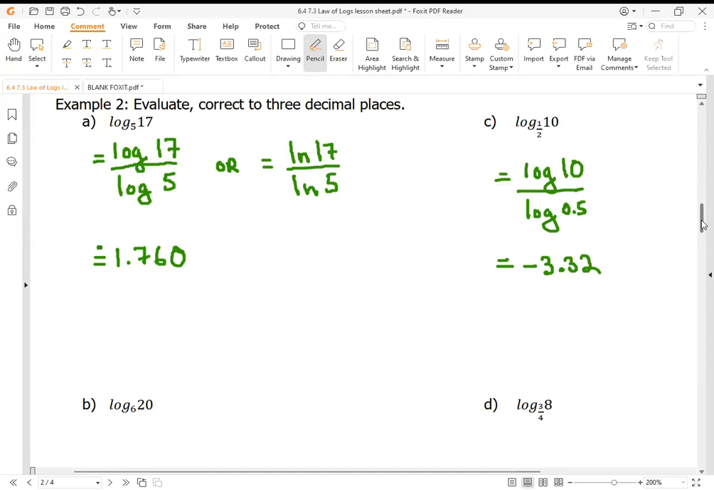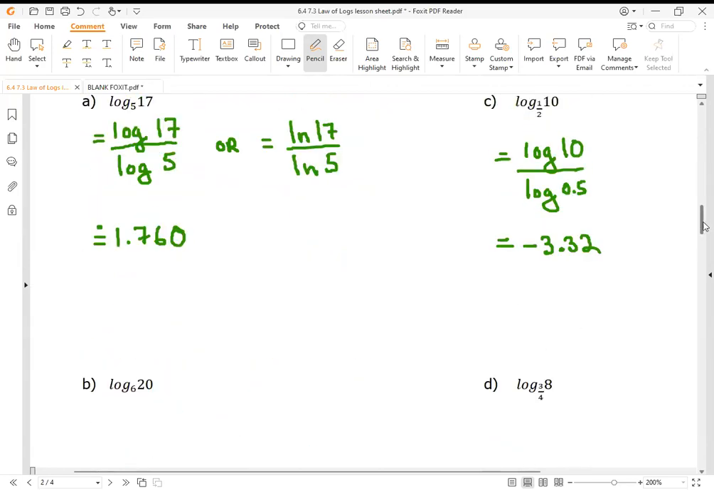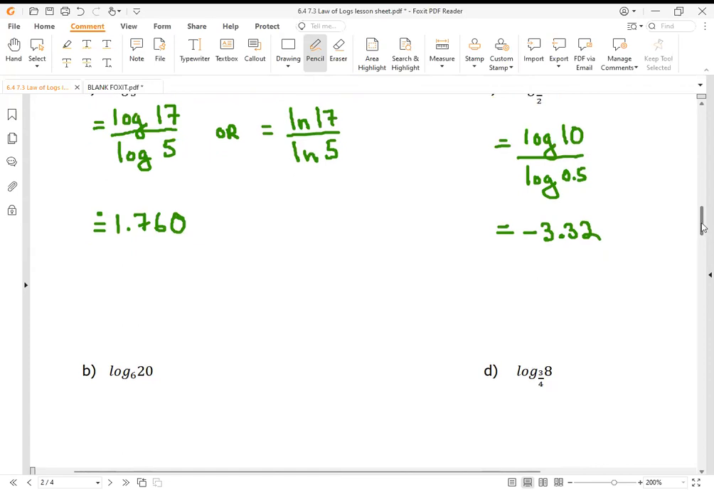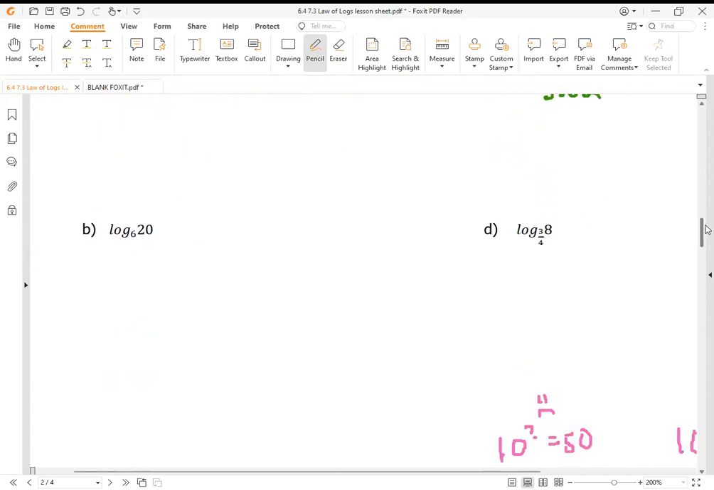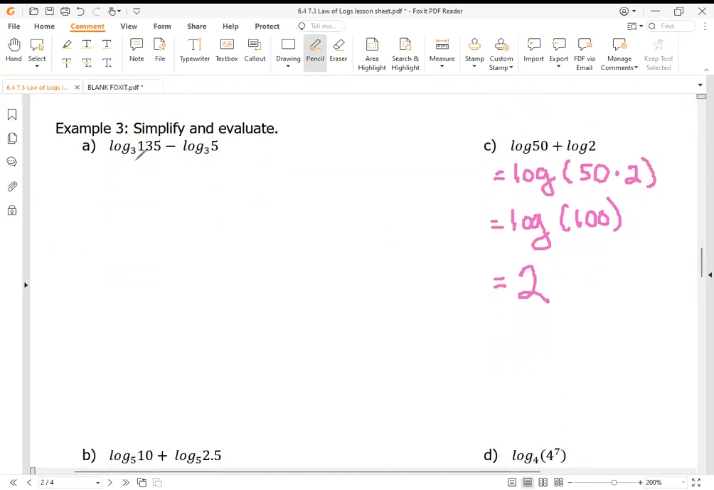So let's make sure we are comfortable using these in simpler situations, okay? Without being asked what to use. You need to be able to identify what you think is best. Here we go. Simplifying. Something like this. Immediately, I see the bases are the same, and I see a subtraction. I am going to use that quotient law.